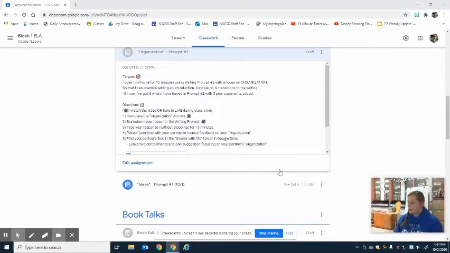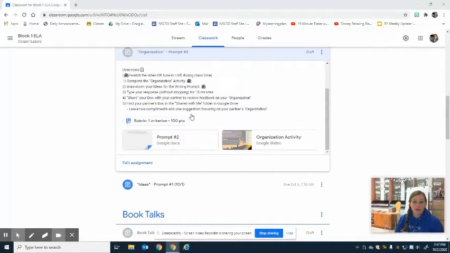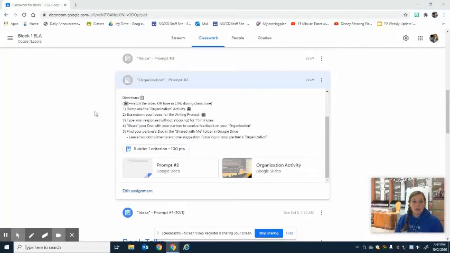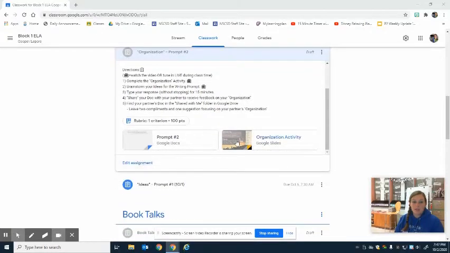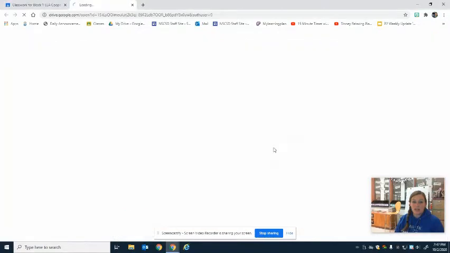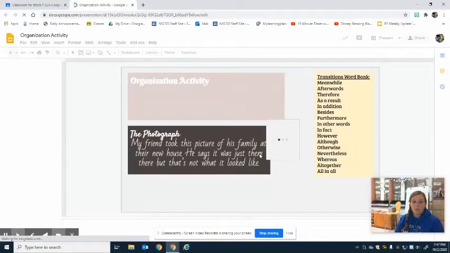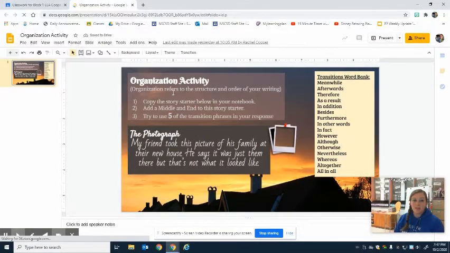So for our writing activity of the day, we are going to be opening up another slideshow for our directions. So when you're in your classroom, go under organization prompt number 2. And in the documents, you will see this organization activity. When you open that up, it takes you right through the steps.